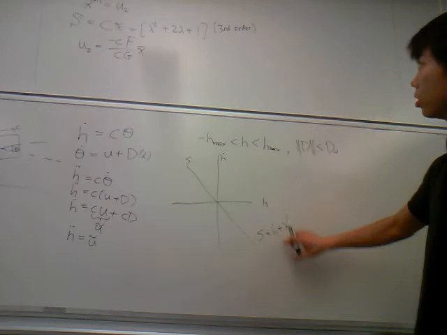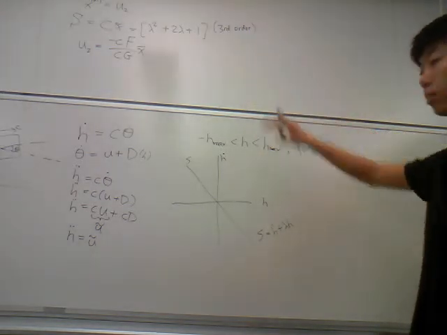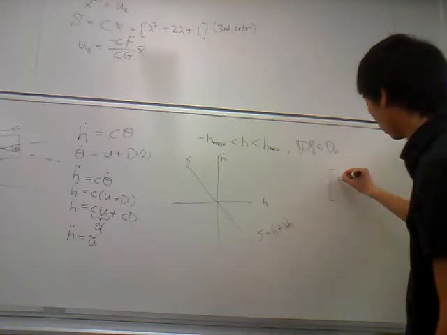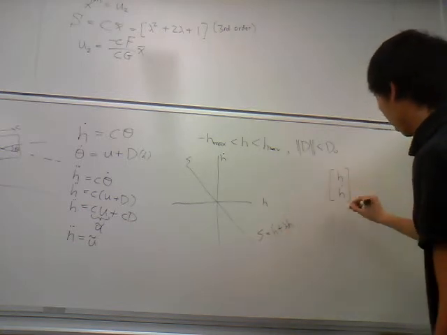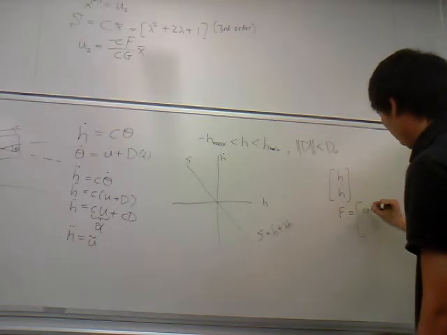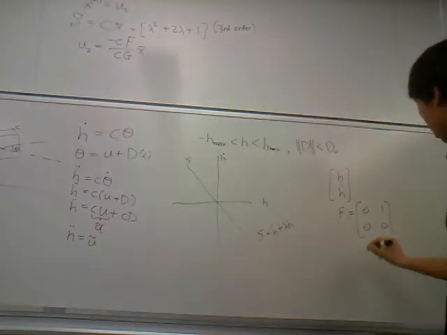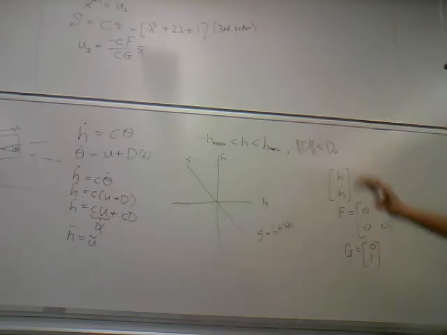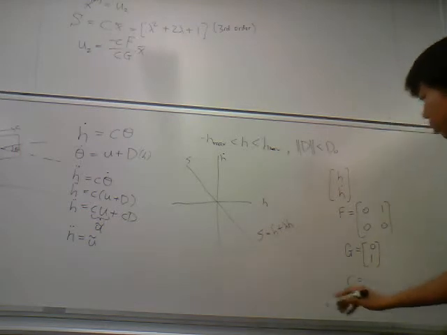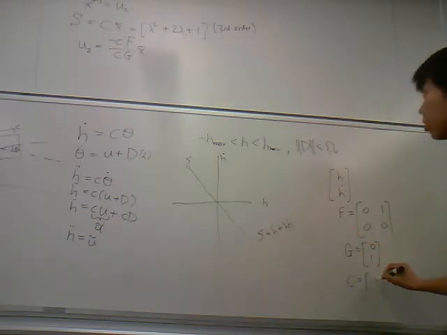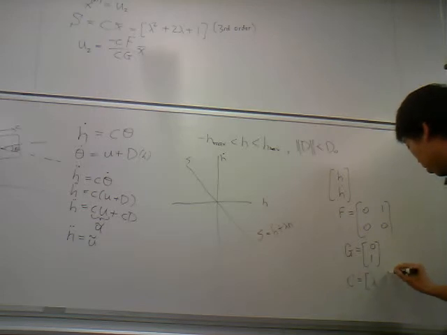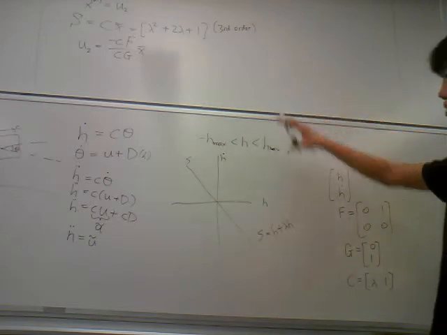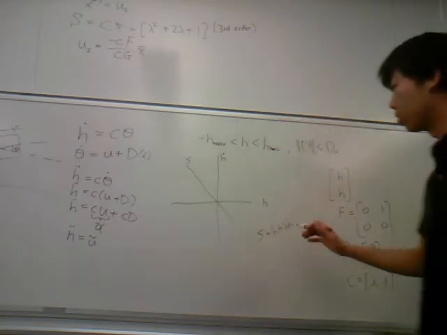Well, first of all, we could put it in that form, right? We would have h dot, and our F matrix would just be [0, 1; 0, 0], our G would be [0; 1], and our C would be just [1, 1]. You could work this out, and you will get u tilde.